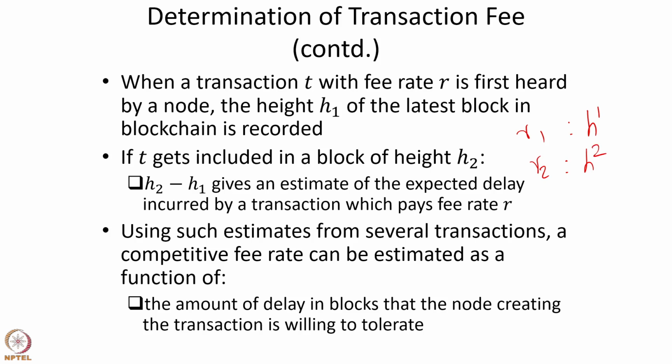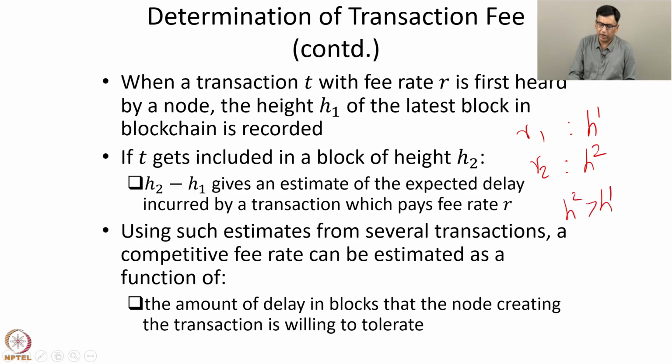and suppose that H2 is greater than H1, and this will typically be the case if R2 is less than R1. Since out of these transactions, this second transaction has a lower fee rate than the first transaction, naturally it incurs a higher delay in being included in the blockchain.